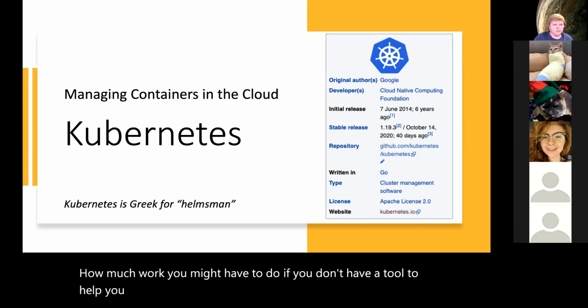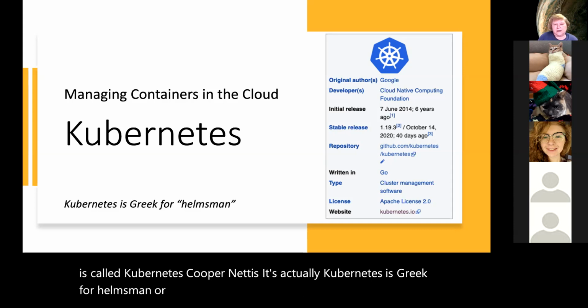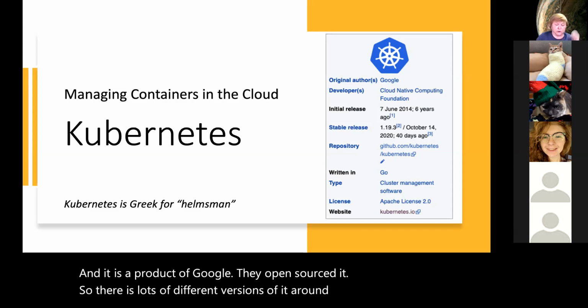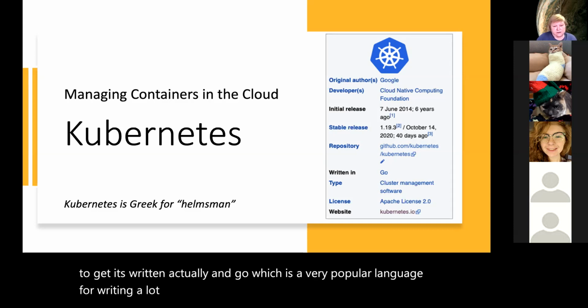One of the tools that currently is fairly popular is called Kubernetes. It's actually Greek for helmsman or pilot, and it is a product of Google. They open sourced it, so there are lots of different versions of it around. It's usually free to get. It's written in Go, which is a very popular language for writing a lot of systems things in the cloud.